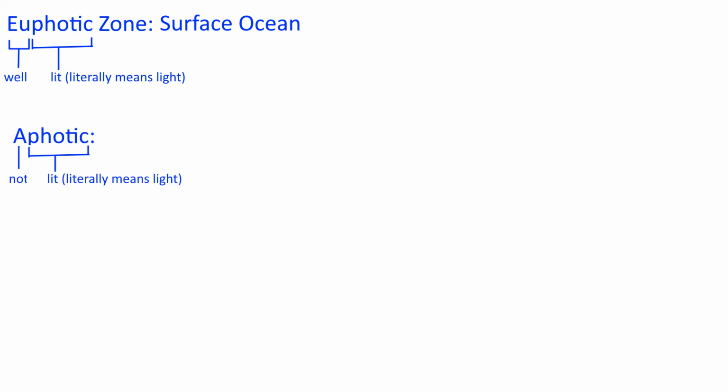The first zone in the ocean is the Euphotic zone, and this literally means well lit in Greek, which makes sense because this is a part of the surface ocean. This is a term that you're commonly going to hear, the Euphotic zone, as opposed to aphotic, which refers to the darker, deeper portion of the water column.